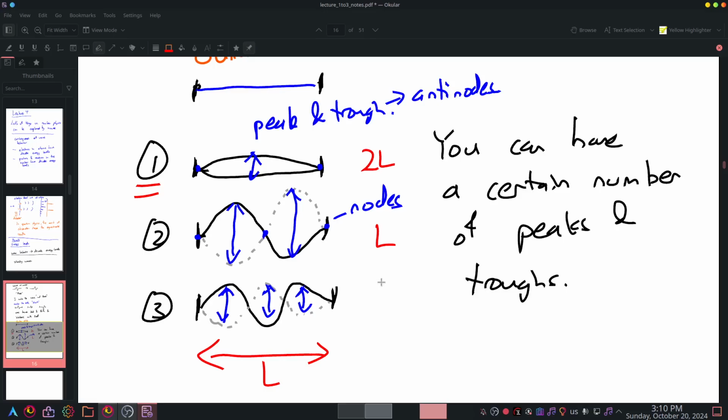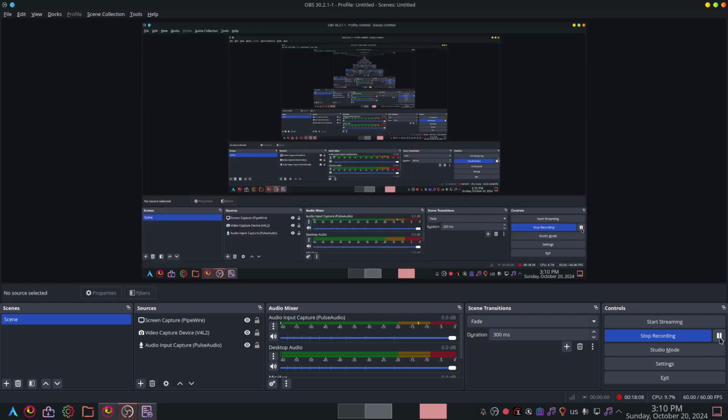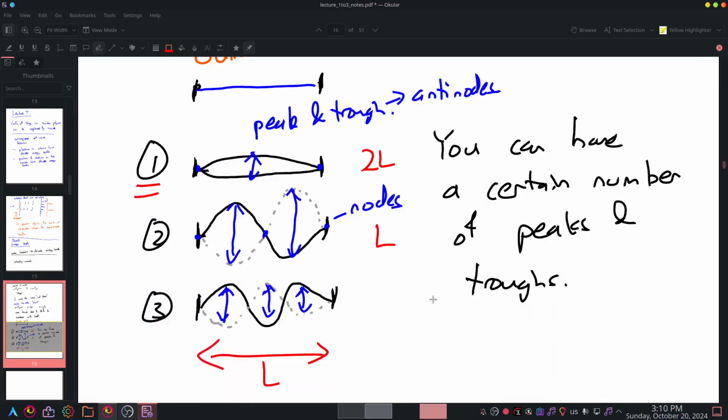Each standing wave is one way to store energy, because the basic idea is that waves store energy. So you can store energy at different frequencies or wavelengths.